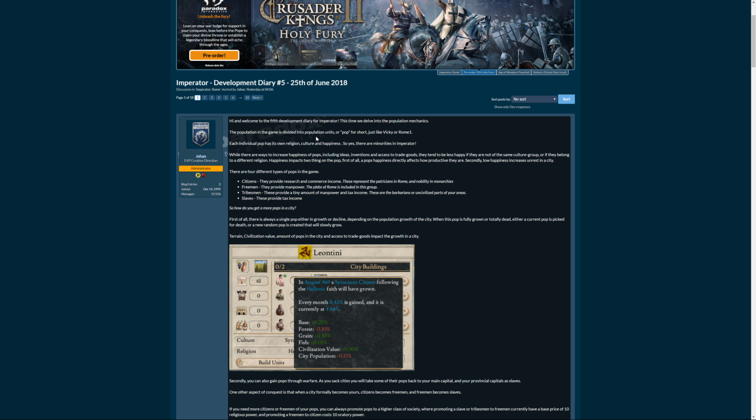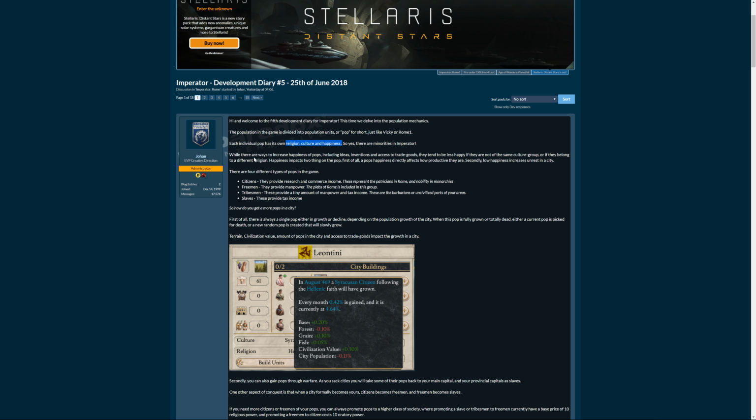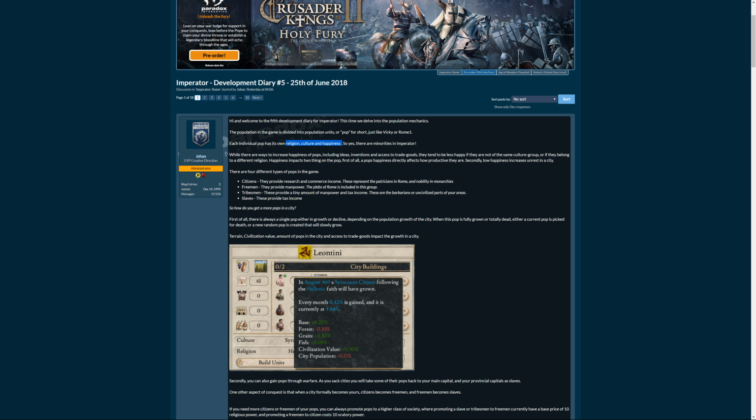The population in the game is divided into population units. Just like, for example, in Rome 1 or Stellaris, each individual pop has its own religion, culture and happiness. So that's what they consist of. And there are minorities there. There are ways to increase happiness of pops, including ideas, inventions and access to trade goods. And they tend to be less happy if they are not of the same culture group or if they belong to a different religion. So it's part of the game, like in EU4, that you could convert them to the religion or to the same culture and they would be a little bit happier or give you a little bit more of what they produce.